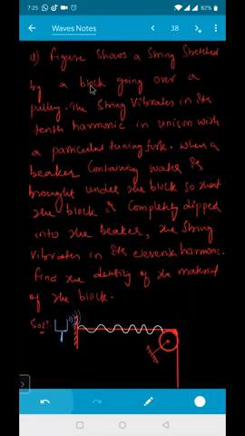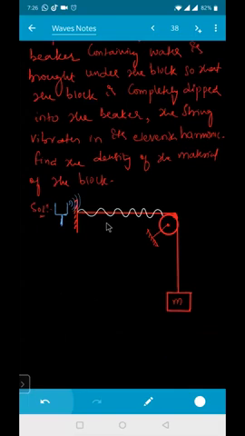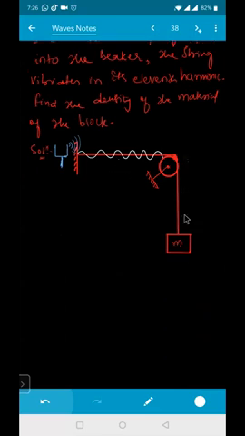The figure shows the string stretched by a block going over a pulley. The string vibrates in the 10th harmonic, and it is in unison with the particular tuning fork. That means the frequency of this wave is equal to the frequency of this tuning fork. When a beaker containing water is brought under the block, when the block was in the air it had 10 modes. When it is brought into the water, then we get the 11th mode. Then find the density of the material of the block. So first I'm writing here, this is the total length of the string.